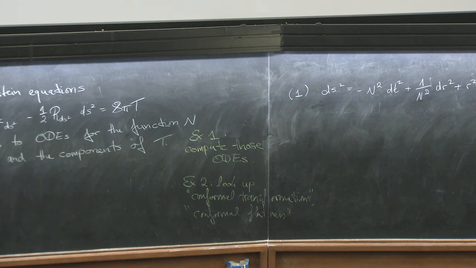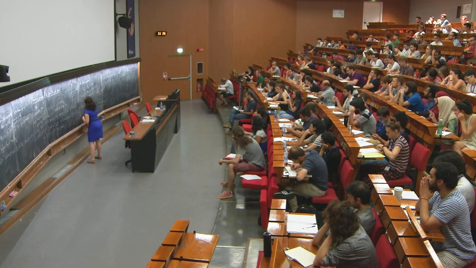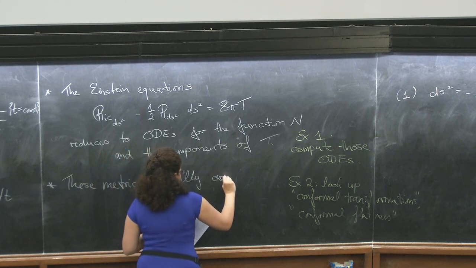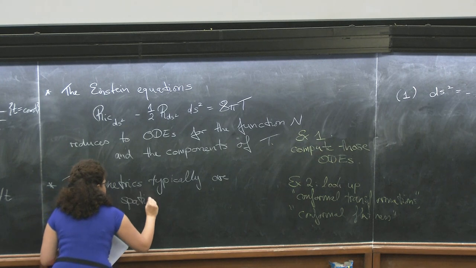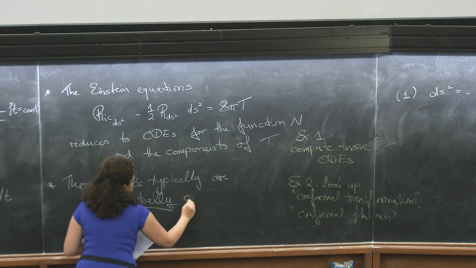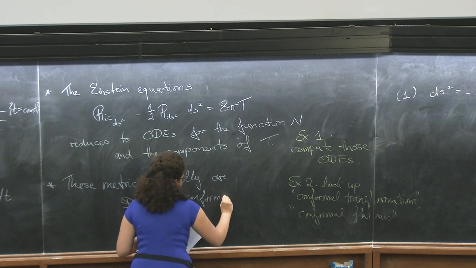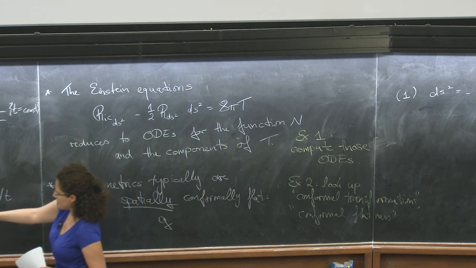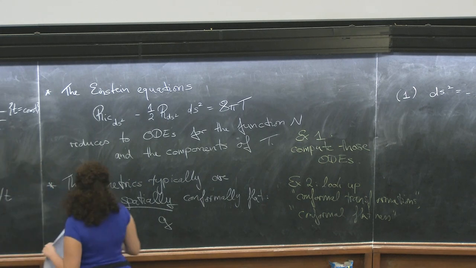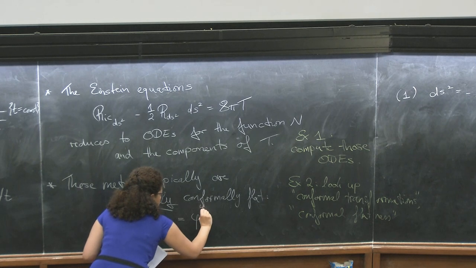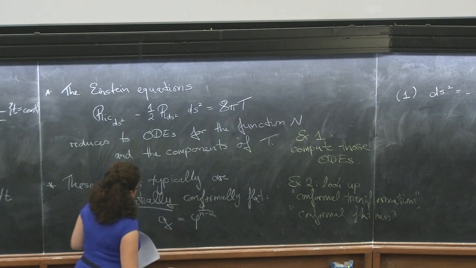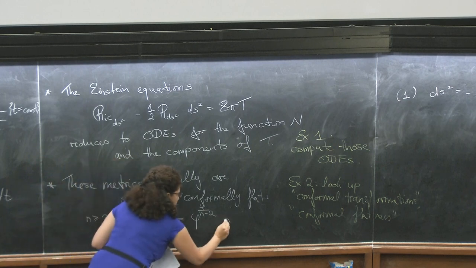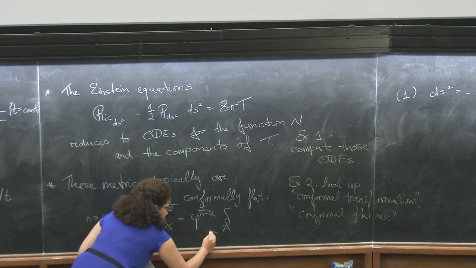So what I'm going to write now is that these metrics typically are what is called spatially conformally flat, which means that the metric g, which is this spatial metric here on any of these fixed slices, can be written as a function phi to the power 4 over n minus 2. That's the dimensional convention. And of course, we need to stay away from 2 to write this down even, times the Euclidean metric. So delta is my Euclidean metric.